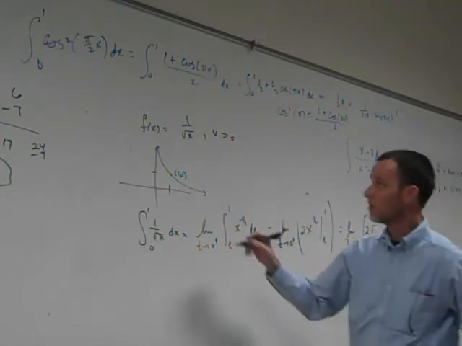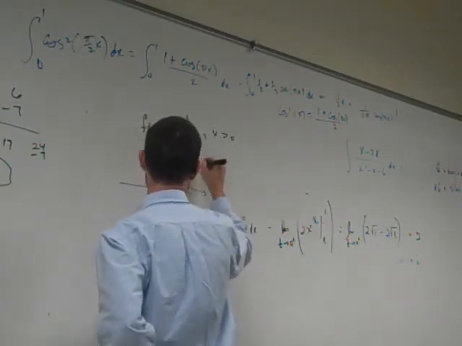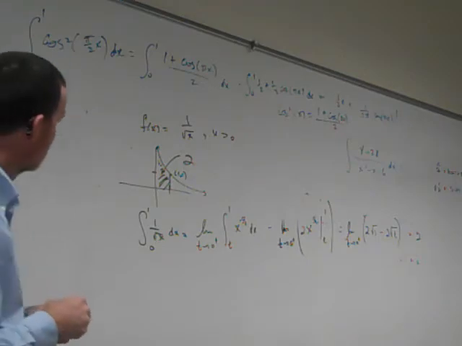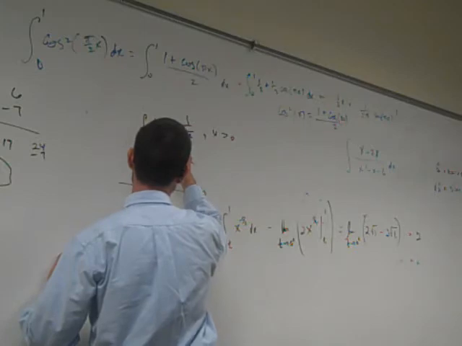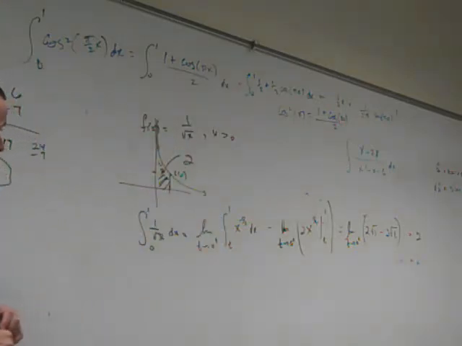So this region is unbounded, but it has area of 2. Which I still think is pretty cool that you can have an unbounded region. The region can be unbounded, but the area can be finite.